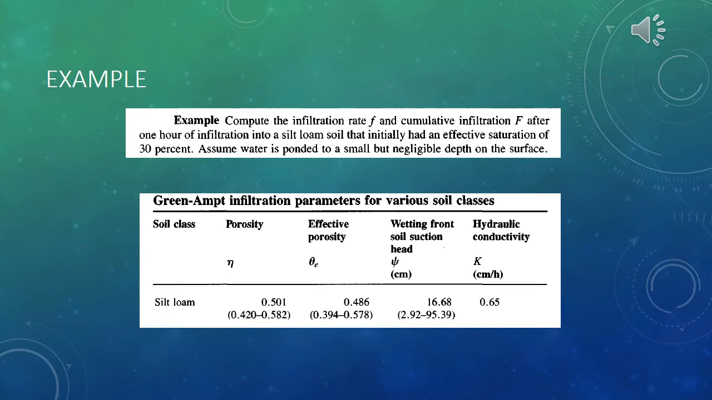presentation, and then we will use this table, which is Green-Ampt infiltration parameters for various soil classes, and we need to concentrate on silt loam. As you see, the porosity is 0.501, effective porosity is 0.486, wetting front soil suction head is 16.68, and hydraulic conductivity is 0.65 centimeter per hour. We are going to use these parameters to solve our question.